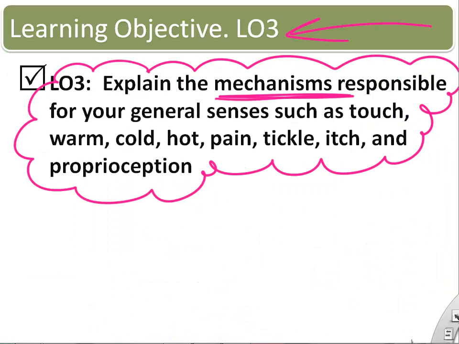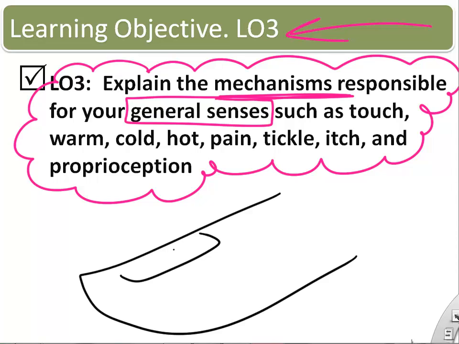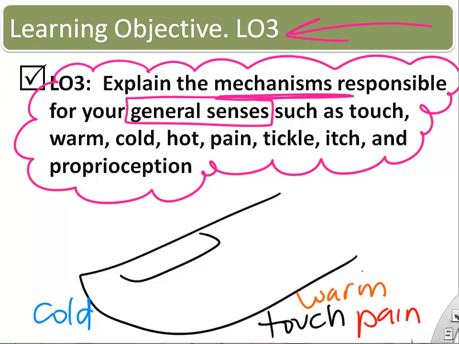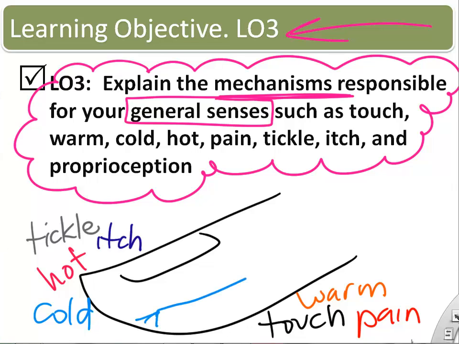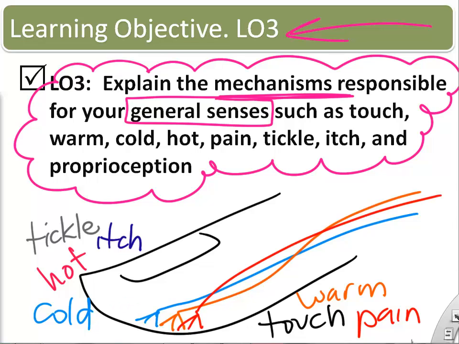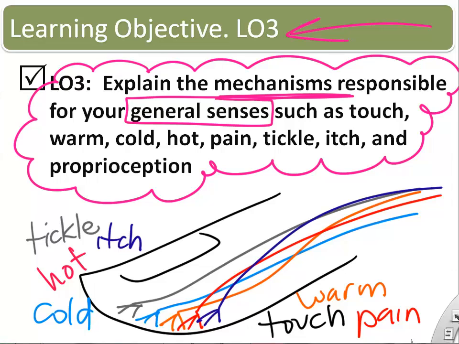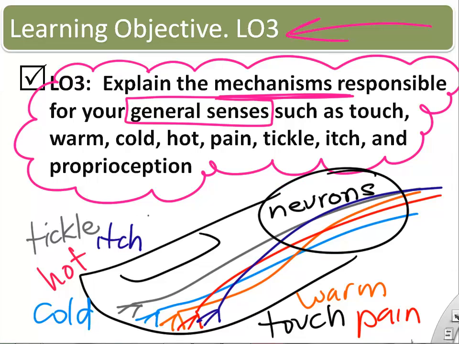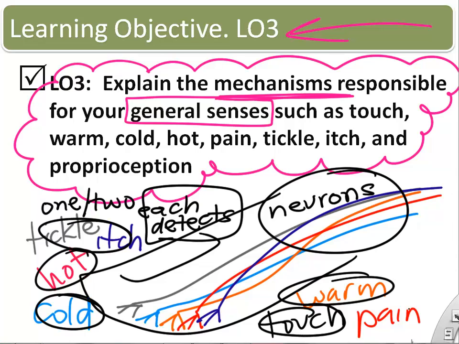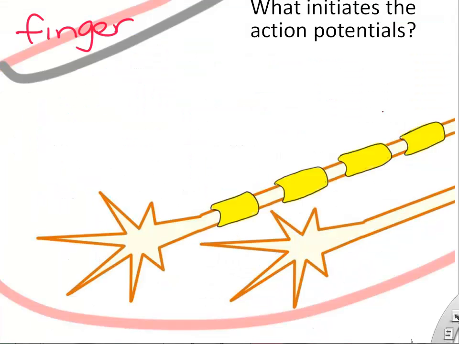Explain the mechanisms responsible for your general senses, such as touch, warm, cold, hot, pain, tickle, itch, and proprioception. So we consider those general senses compared to what we'll learn later, like vision, hearing, and balance. So all of these general senses, many of them are going to originate in your skin. That's where we get a lot of our somatic senses from. And it turns out they have neurons wired up to your skin, and the various neurons will sense or detect different versions of these. So some will be able to detect hot, some will detect pain, and so we want to understand how that is possible.